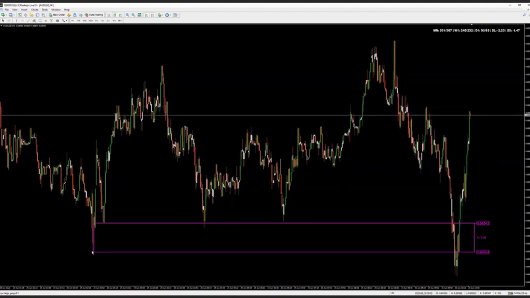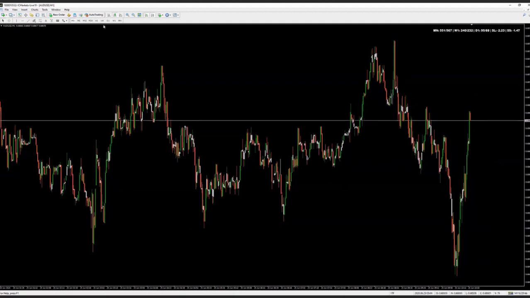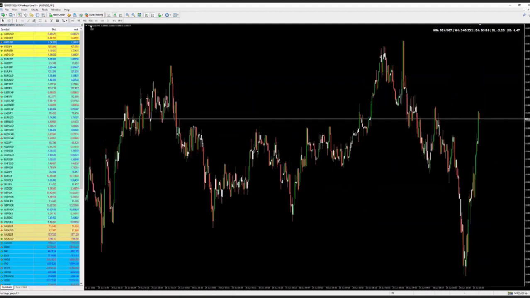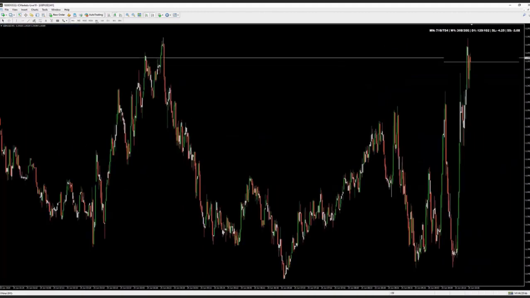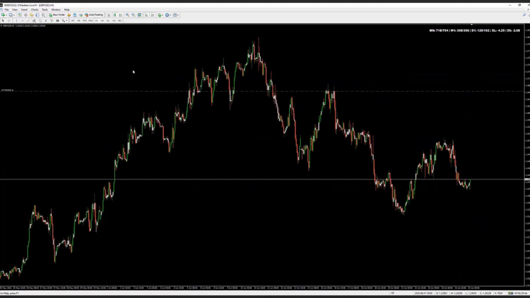Okay, let's have a look at something else. Look at the pound American dollar. Let's go to a proper time frame. Okay, so let's have a look at this.